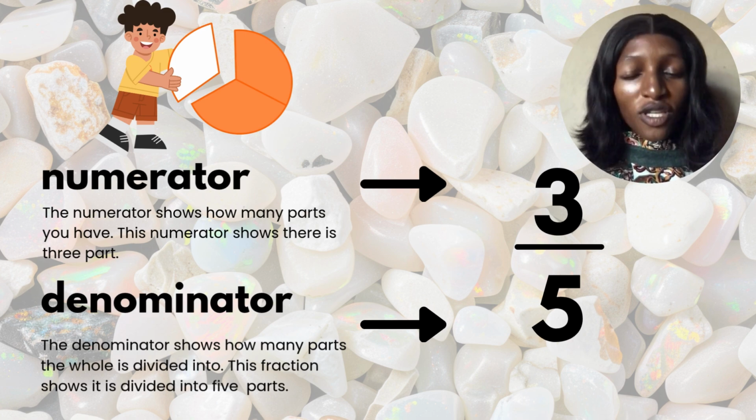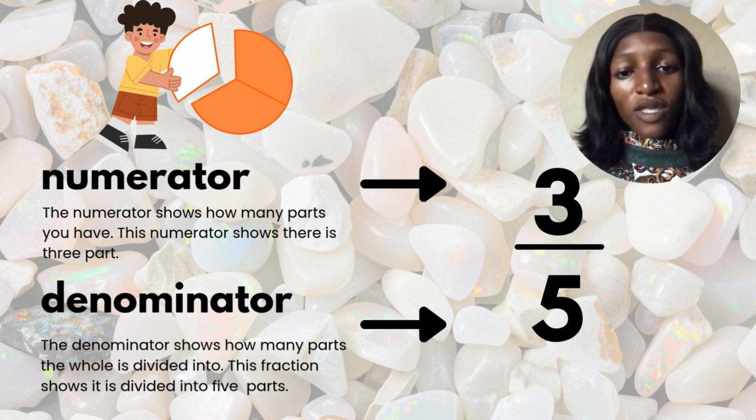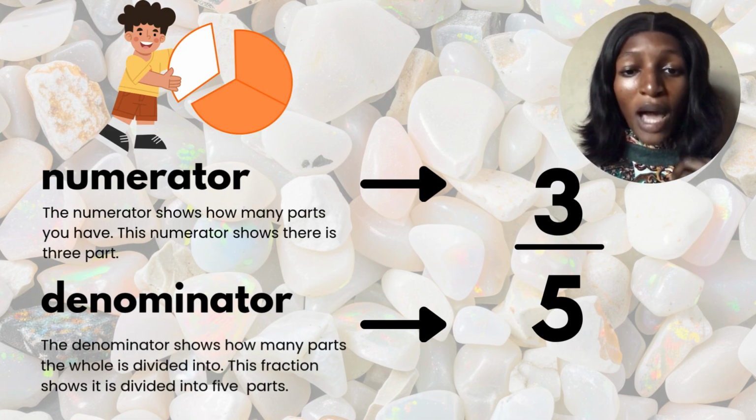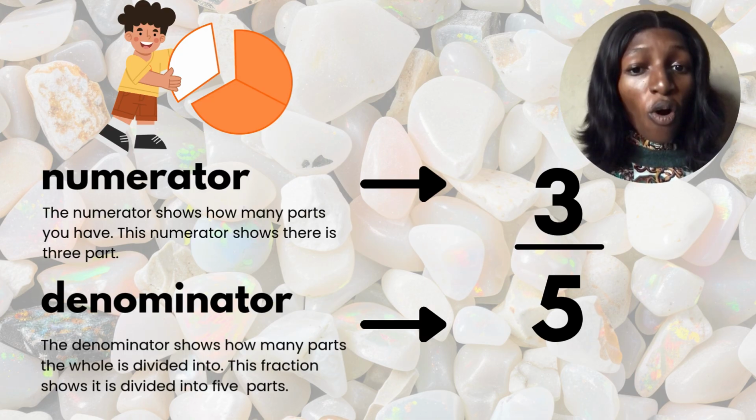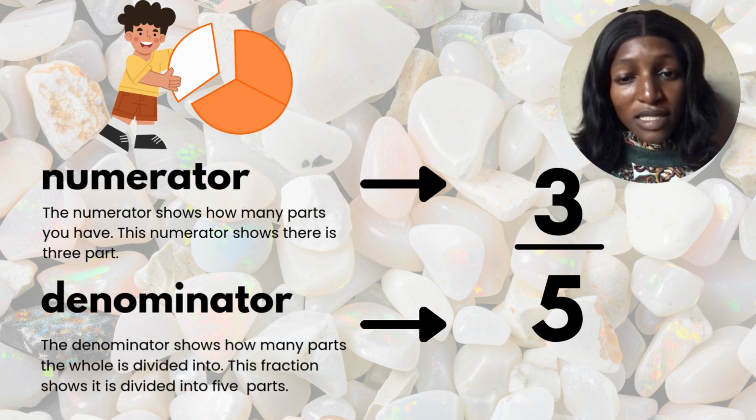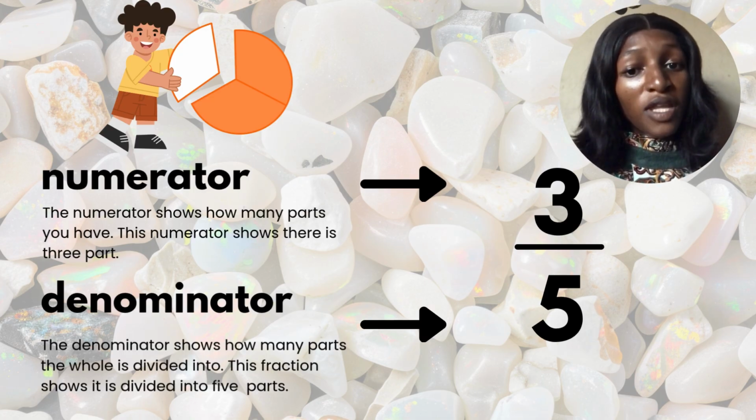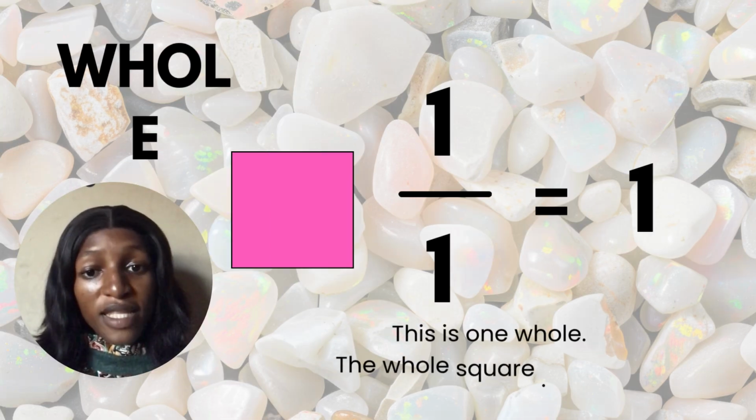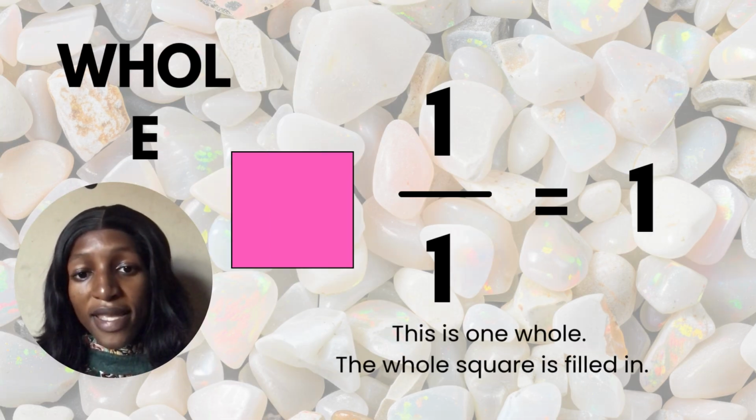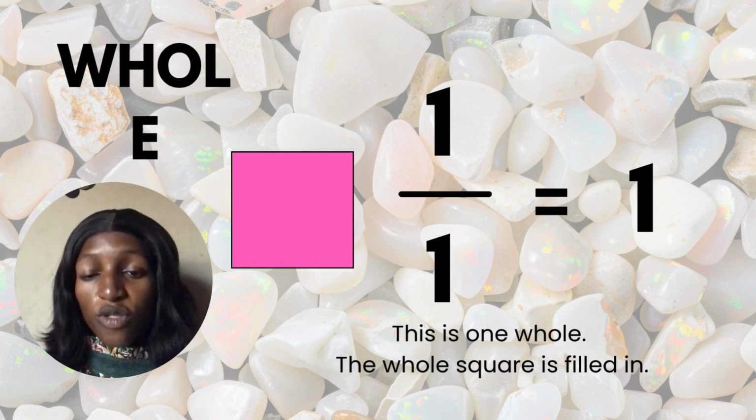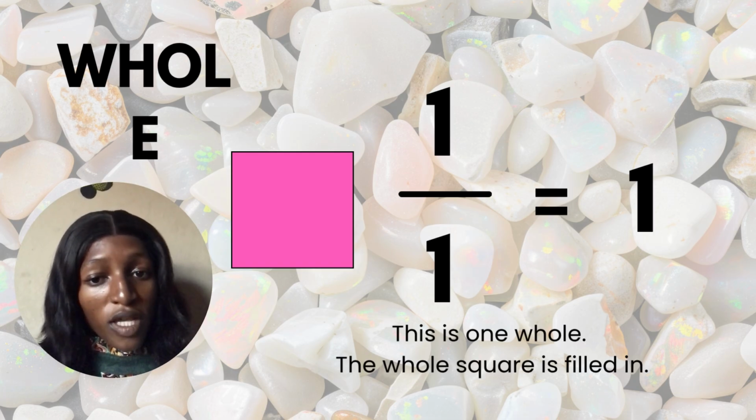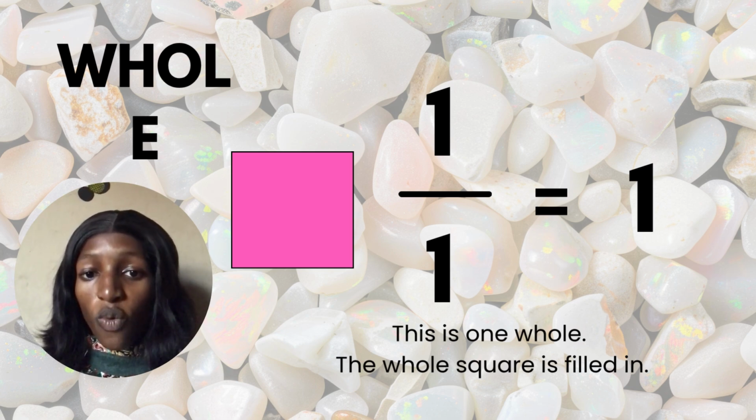Don't worry, just calm down. You will understand what I'm trying to teach you. The numerator is the one you have from the 5. The part you have from the whole, which was split into 5: you have 3 out of the 5. So let's continue. I want to explain the whole. I'm going to use the shaded parts to indicate. Now, this is a whole square. It is not split, it is just one.